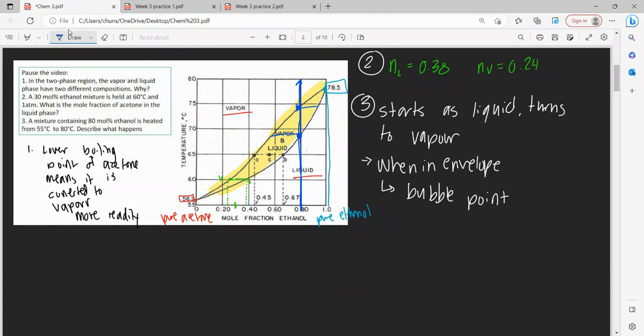So when we intersect our liquid boundary line, if we read across to the other part of our envelope and then read down, then we can find the composition at which our system is at our bubble point. I'm just going to call this point A. So that's at point A.